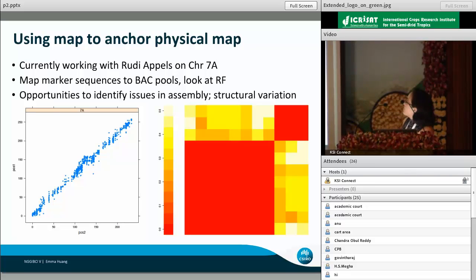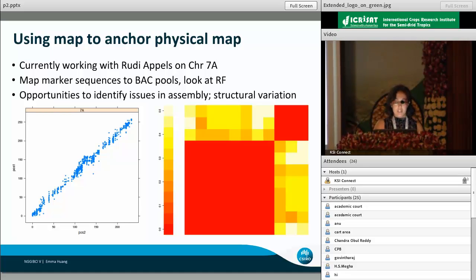These are markers which were in a single BAC pool, so there should be no recombination between them at all, which would be indicated by red. What we found in the MAGIC population is that several of them seem to be linked separately from the other markers in it. So this may either be an issue in the assembly at the moment, or it could just be differences between the MAGIC populations and Chinese Spring.